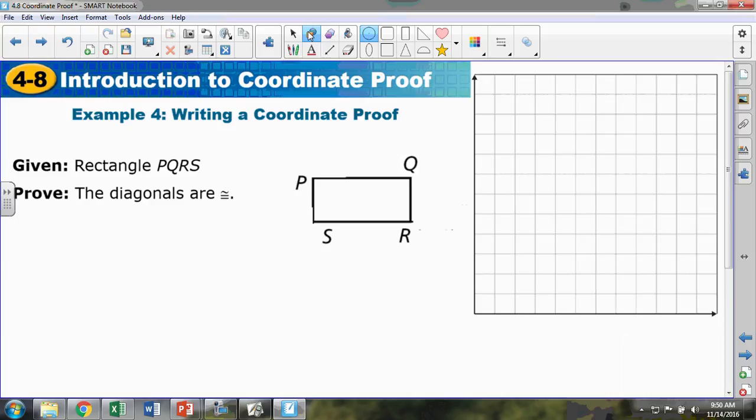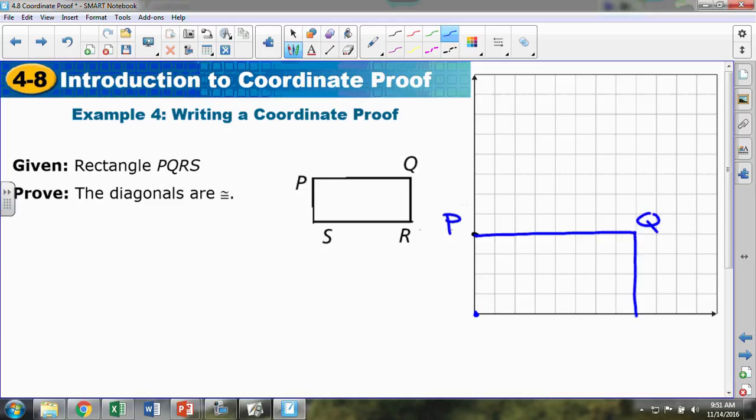and just for the sake of completion, we could draw this and say, and my dimensions may not be perfect, P, Q, R, and S. Right, so here's what we've got. We need to prove that these two diagonals are congruent.